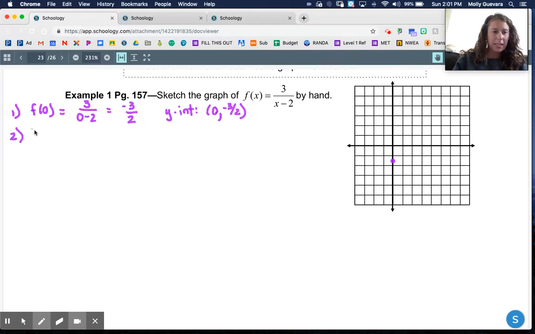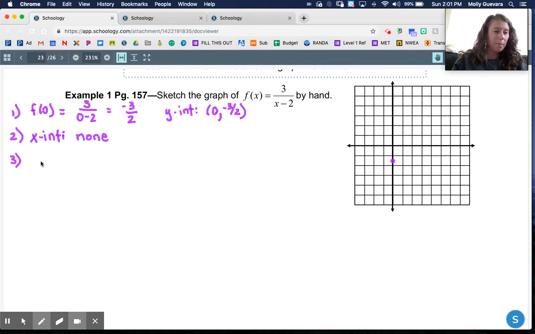The next thing it asks me to do is to find the x-intercepts. The x-intercepts are going to be anything that is a 0 of the top. So what value can I plug in to make 3 equal 0? There's no x here, so there's nothing to plug in. This tells me that there's no x-intercept, so this graph does not cross the x-axis at all.